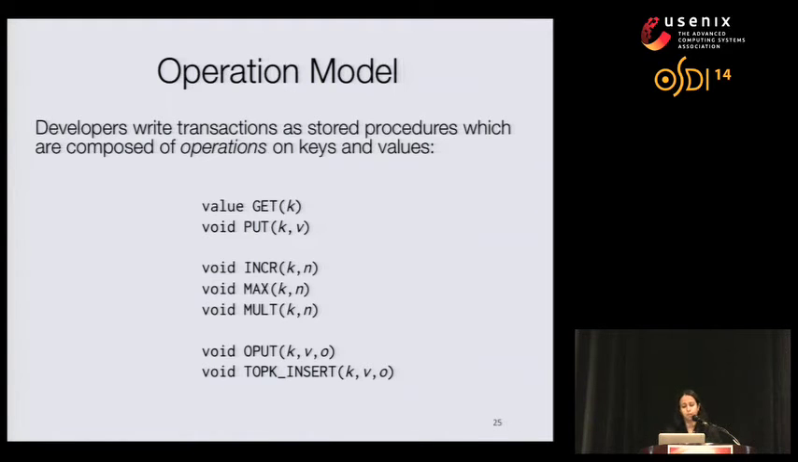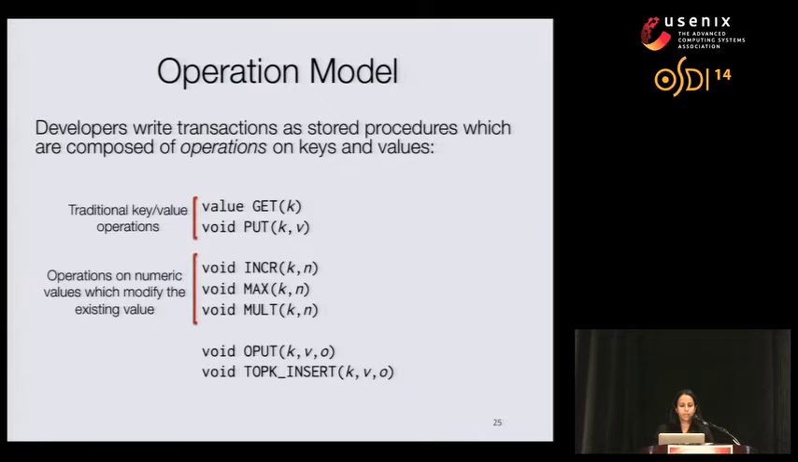So here's the operation model we use for Doppel, and here's the API. Developers write transactions as stored procedures, which are composed of operations on keys and values. So the first two operations should look pretty familiar. They're get and put, the traditional key-value store operations. The next three are operations which happen on numeric values. So we already saw increment. What happens here is that this operation applies an increment of n to k's value.